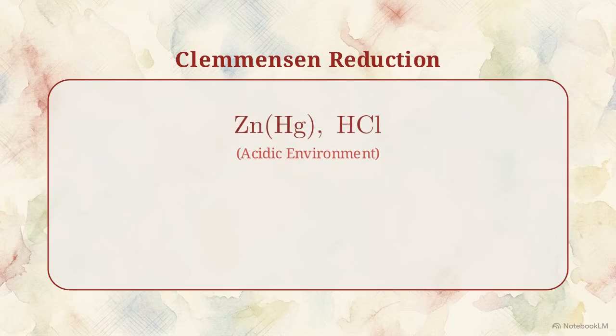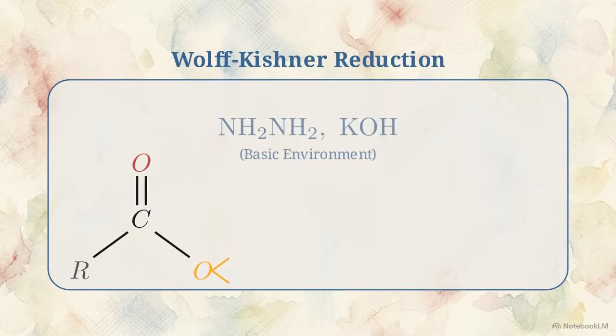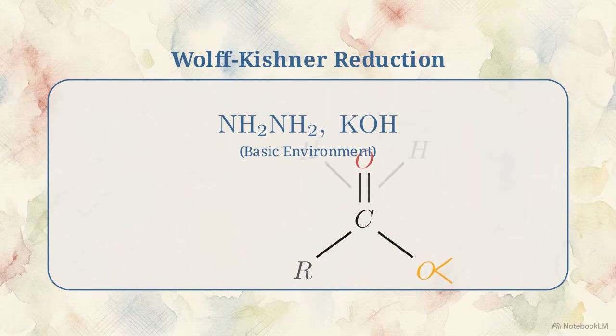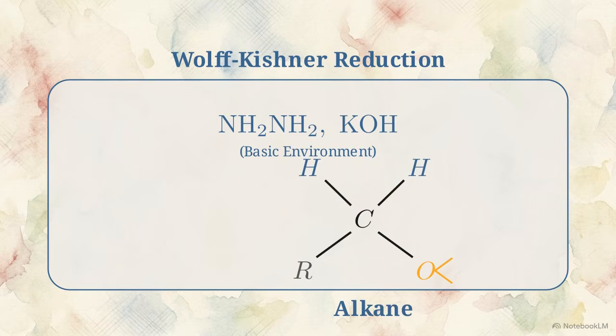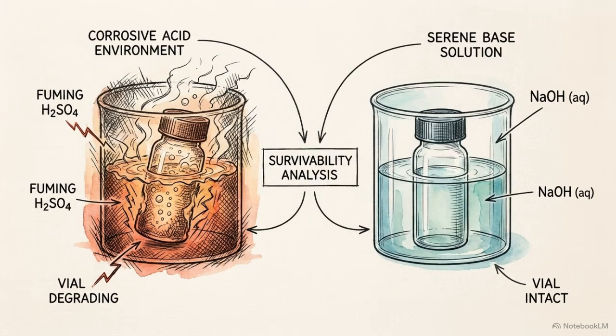If your target molecule is acid-sensitive, the harsh Clemmensen environment will rip it to shreds. Instead, you switch to the Wolff-Kishner reduction. This alternative track leads to the exact same alkane destination, but uses hydrazine in a fiercely basic, acid-free environment. True molecular control means possessing two distinct paths to the exact same destination. You choose your route solely based on the specific environmental survivability of your molecule.